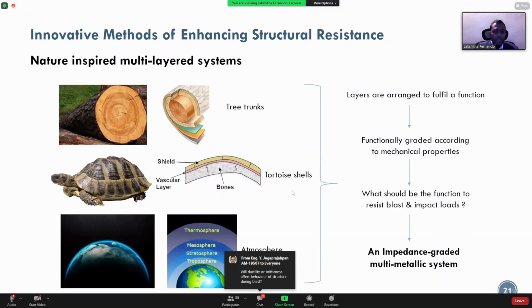Okay, I have a question. If it's okay, I'll soon answer that. Will the ductility or brittleness affect the behavior of structure during blast? Yeah, it plays a very significant role. I think I might explain that more in the coming slides with this idea of my thesis.